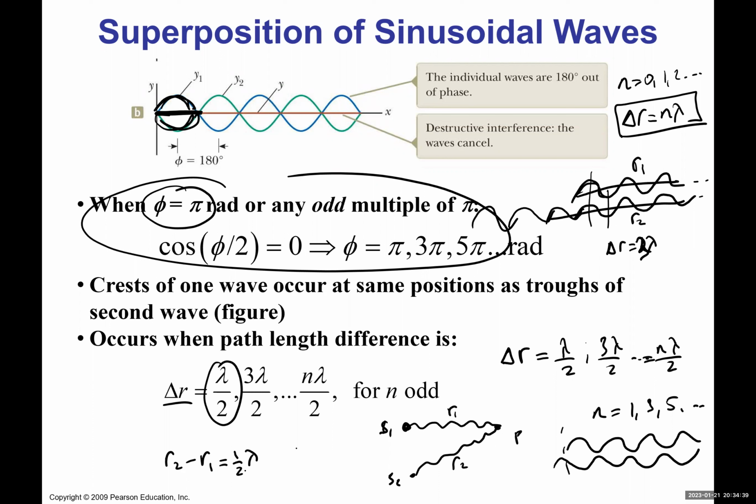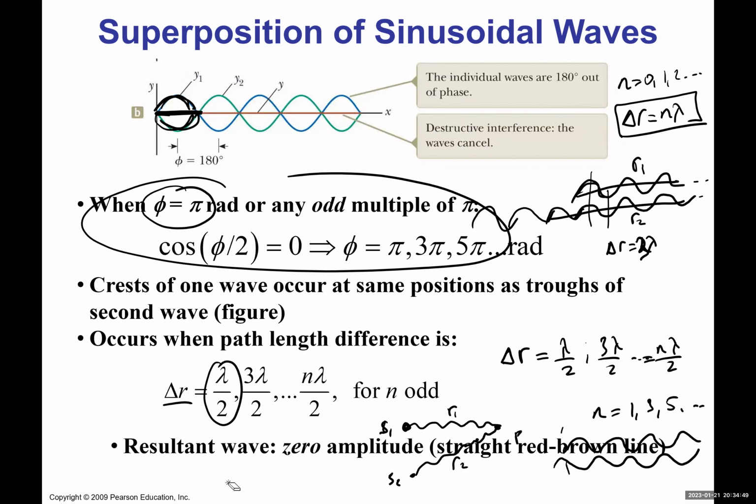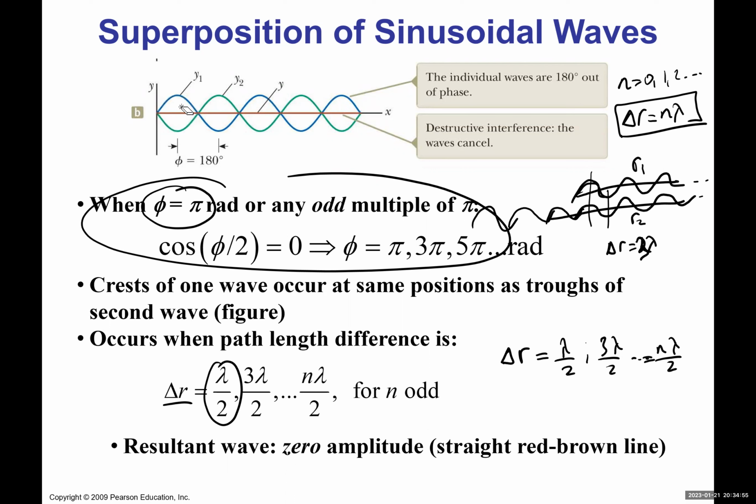So that's basically what we end up with when the superposition waves combine, right? The waves combine and they are out of phase. Okay. So the resultant wave has 0 amplitude, which you can see as that red brown line in this diagram right here.